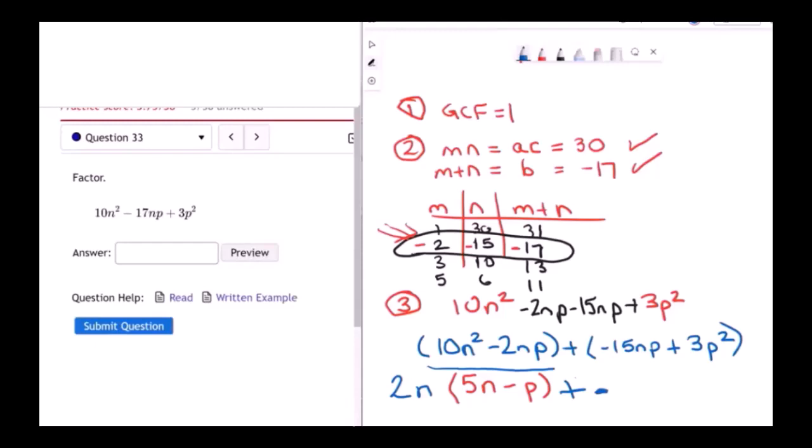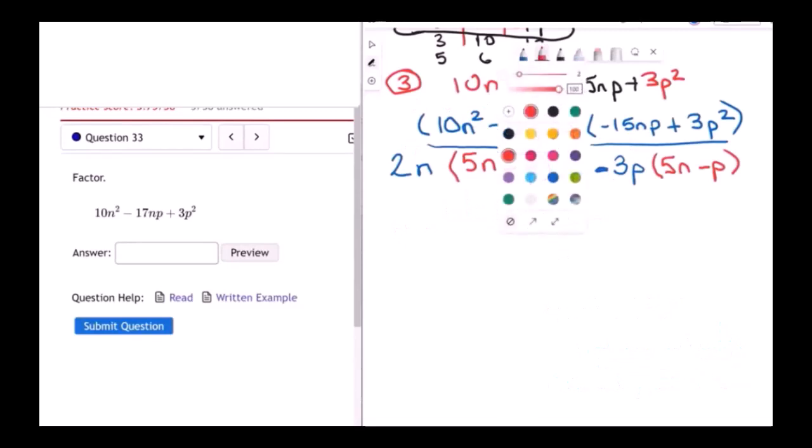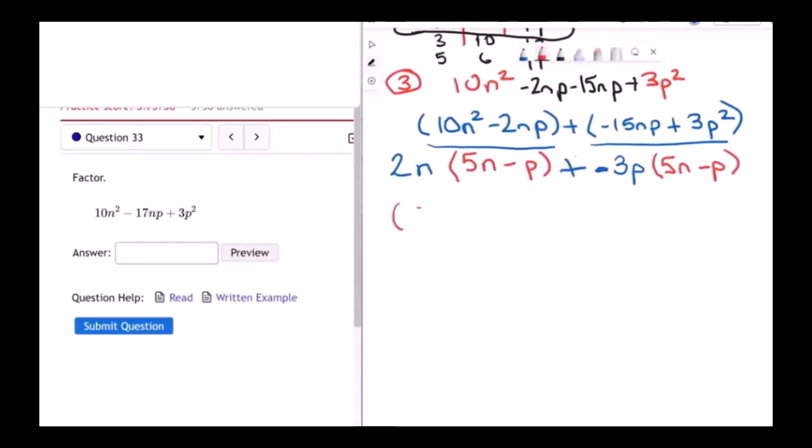And what else is my greatest common factor? 3p. We get 5n minus p. What's my greatest common factor? 5n minus p. It's common to both terms. Then times 2n plus minus, which is really just minus 3p. And that's it.